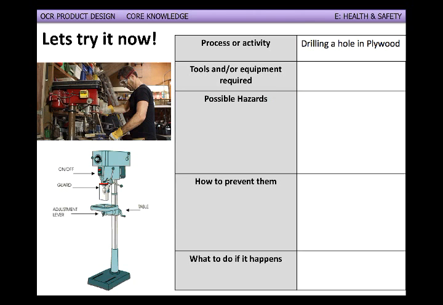So let's quickly try it now. Okay, so you could print this off from the main sort of documents that are attached to all this. So imagine you were cutting a hole in a piece of plywood. The tools and equipment required would be, that's right, a pillar drill and some drill bits, maybe a piece of wood, but that's not really a tool or equipment. Try and think of 4 things that could happen. Just pause the video for a second now, have a think, and see whether or not you've got the same thing as me.